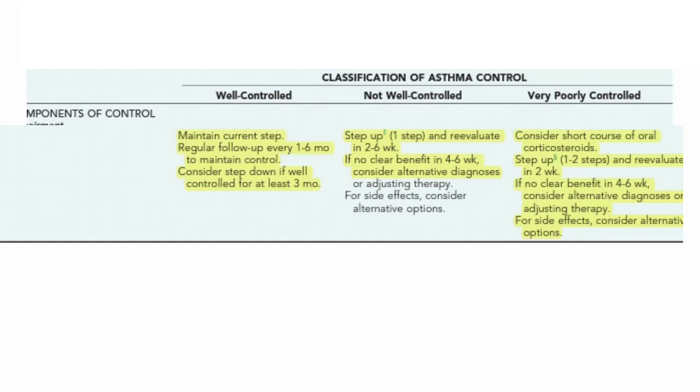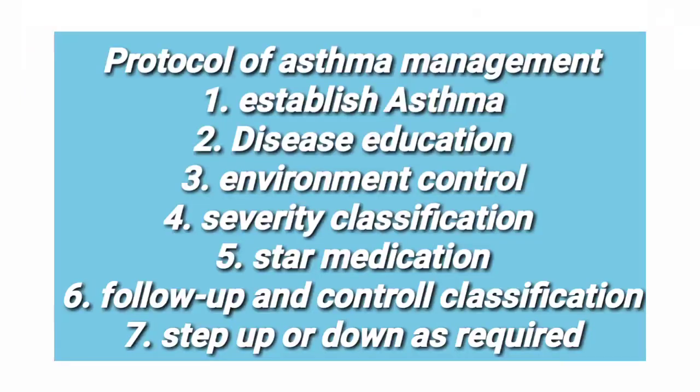So you will follow up the patient after 2 weeks. If there is no clear benefit, again you will check for compliance, you will check for an alternative diagnosis, and you will check for adding up therapy. So this is the protocol of asthma.